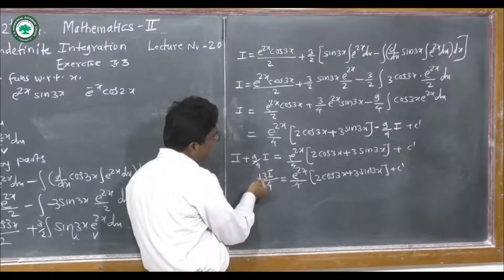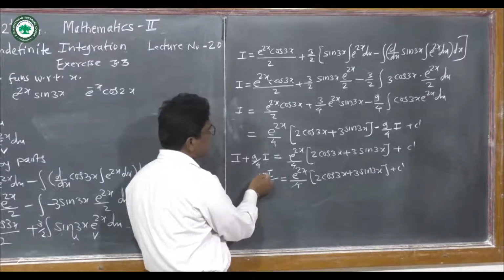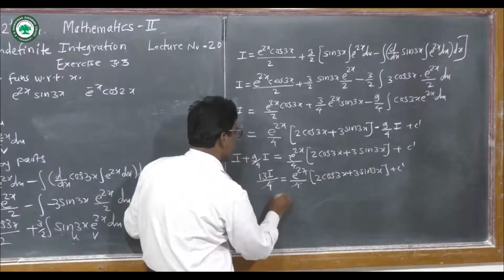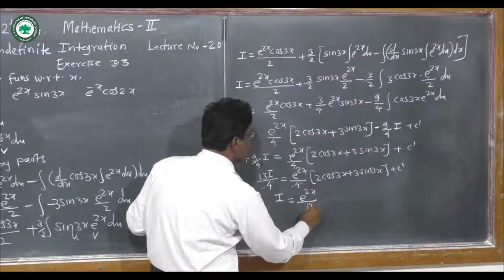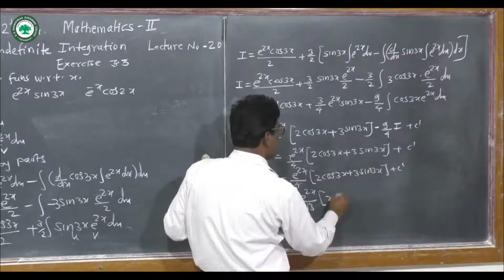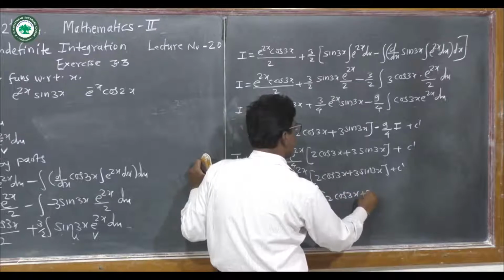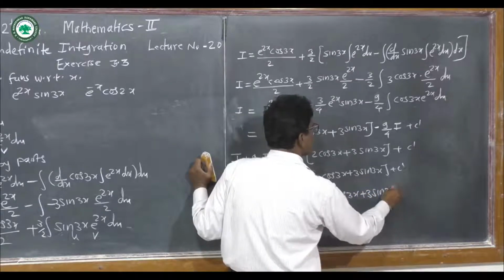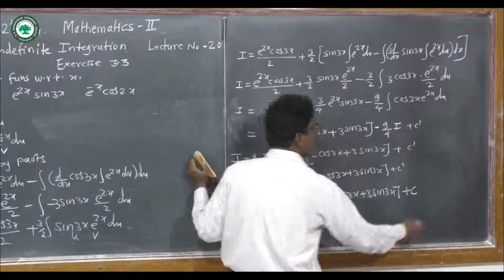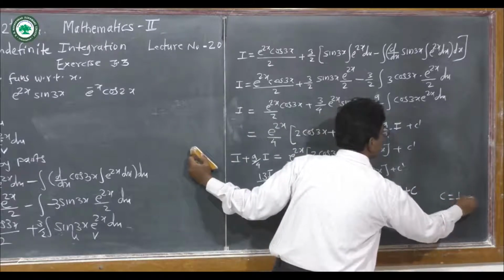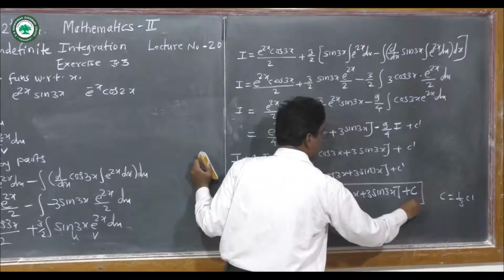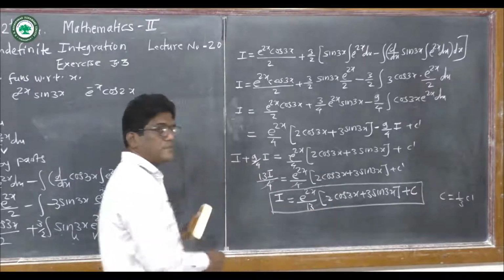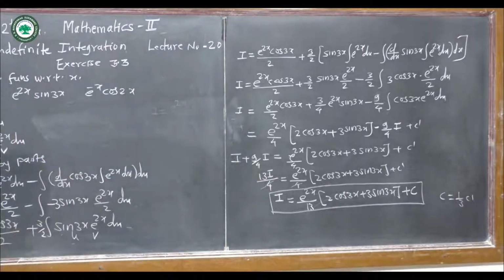Now we carry this 13 to the right side, so here it is in multiplication, so on the right side we get I is equal to e to the power 2x upon 13 in the bracket 2 into cos of 3x plus 3 into sine of 3x plus here we write c, where c is equal to 1 upon 13 into c dash. So this is the final solution for this problem. We highlight this problem like this and take the screenshot. So in this way we completed the solution of the 10th problem in the first question.